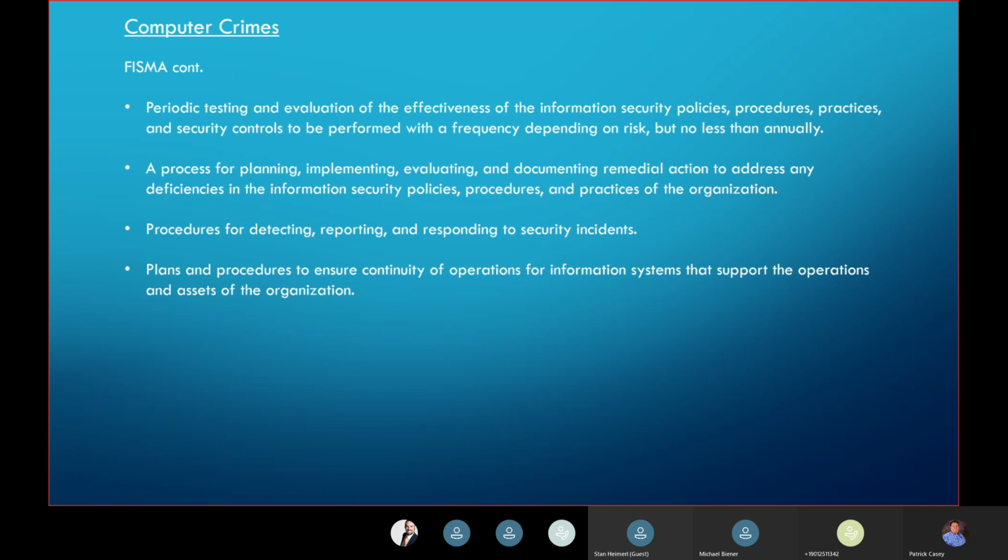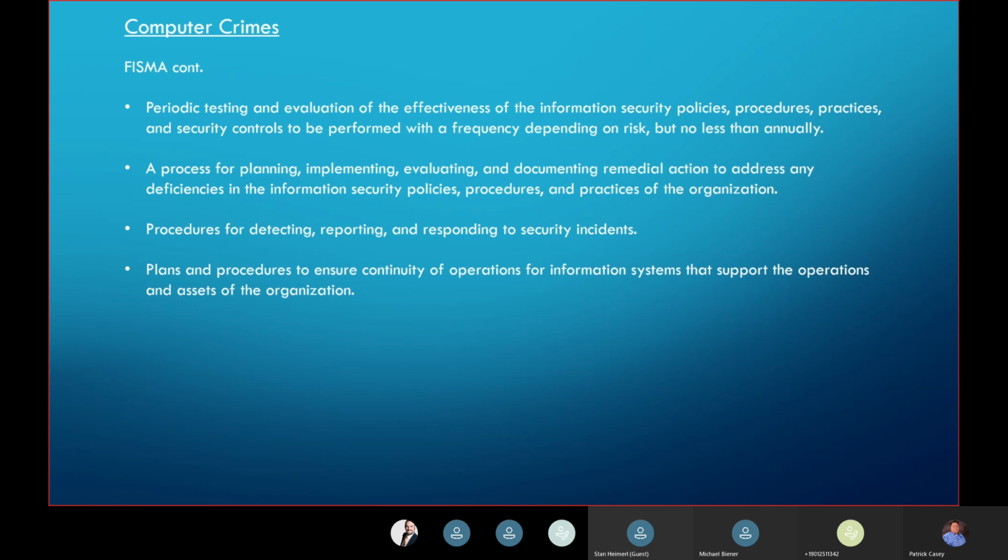A process for planning, implementing, evaluating, and documenting remedial action to address any deficiencies in the information security policies, procedures, and practices of the organization. All right, so after we got the penetration test back, we start going through there and planning to roll out certain things to fix these gaps. So that's kind of what this is going to.